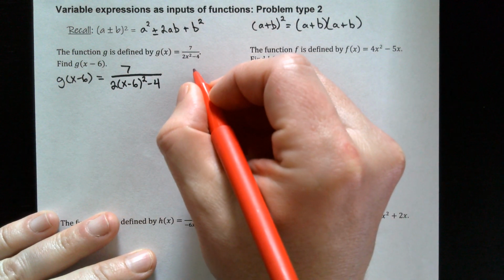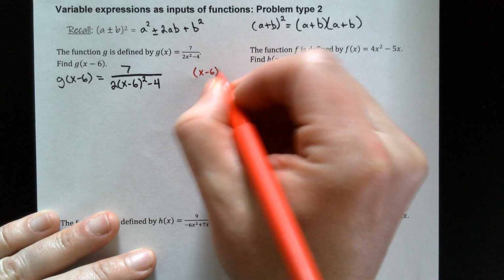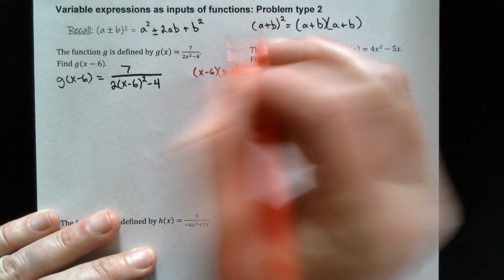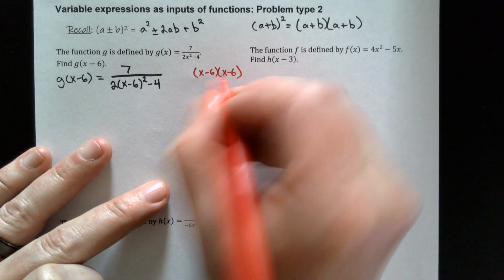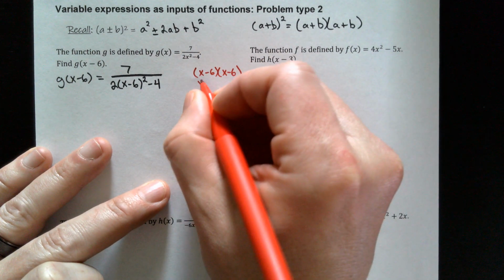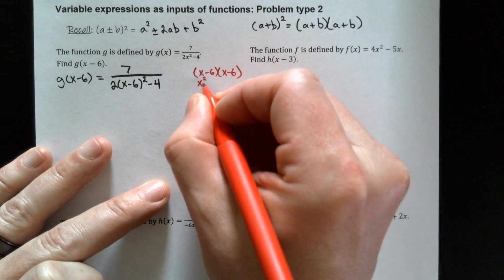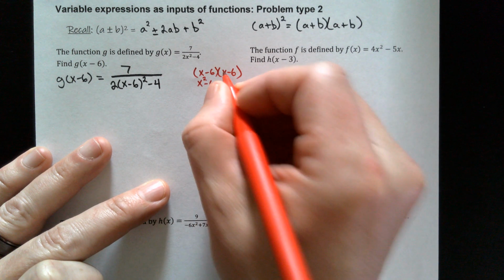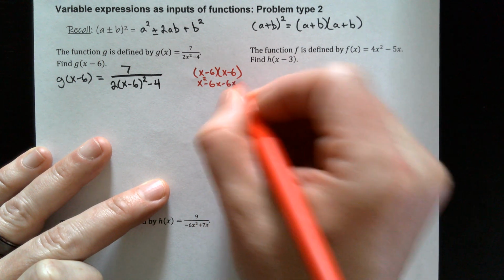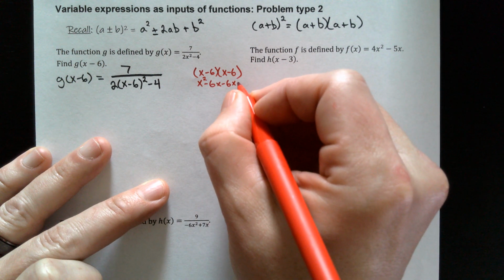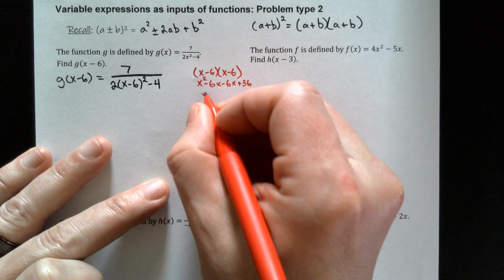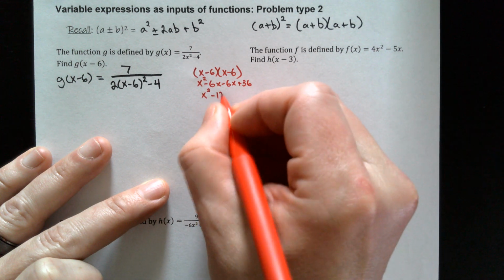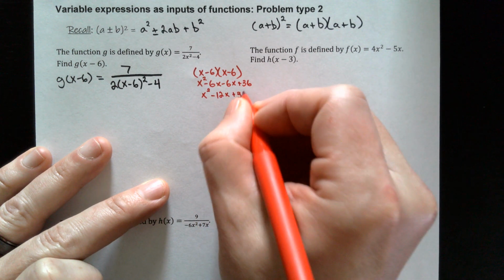So x minus 6 squared is the same thing as x minus 6 times x minus 6, right? And you can use this little thing if you want. You might be able to do this in your head. If not, watch this. So x times x is x squared. X times negative 6 is negative 6x. Negative 6 times x is another negative 6x. And then negative 6 times negative 6 is a positive 36. If we combine these two middle terms, you get x squared minus 12x plus 36.